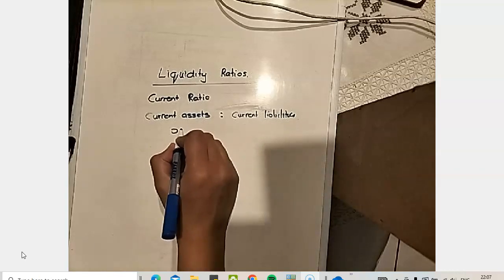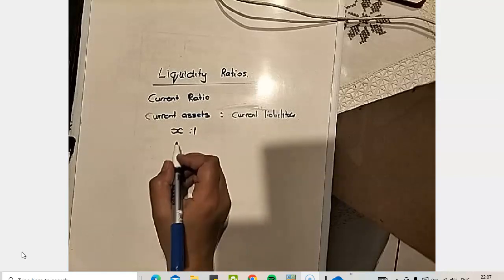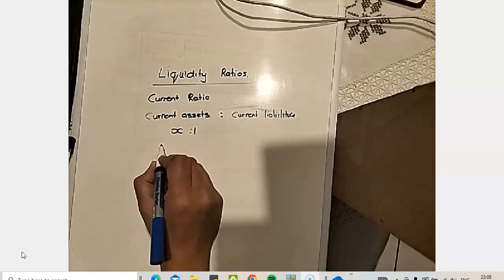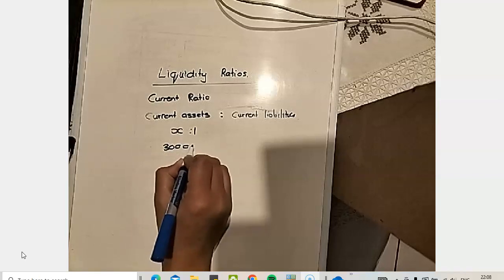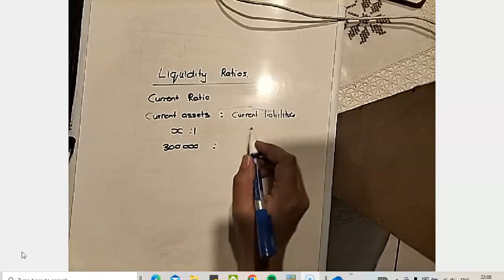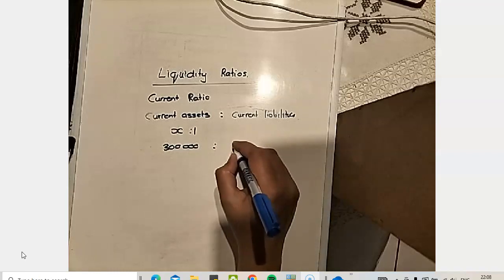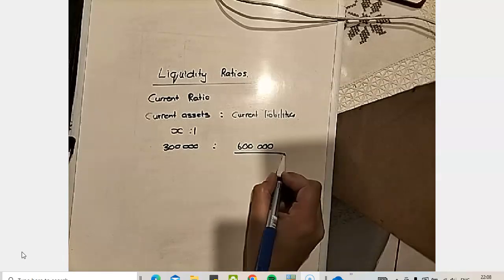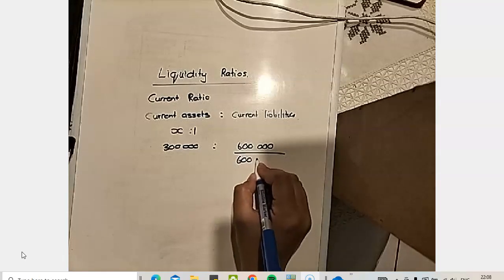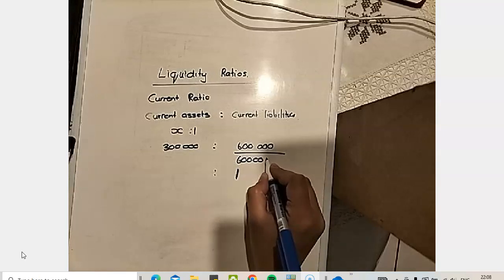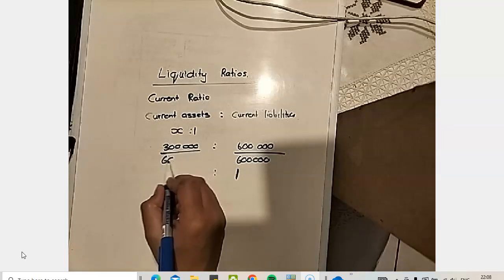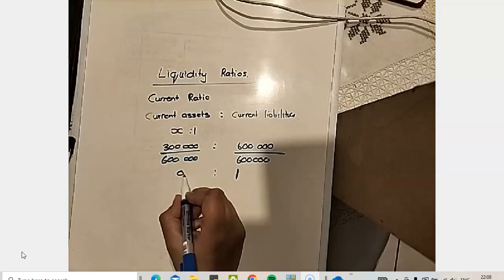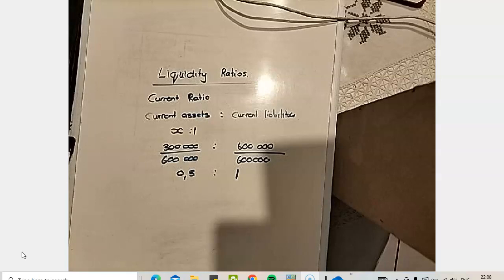Okay, so it needs to be x to 1. So it means, for example, your current assets is 300,000 and your current liabilities is 600,000. You need to divide by your current liabilities of 600,000 to get 1, and then you have to divide 300,000 by 600,000 on the other side to get 0.5. Then you know that you can't cover your liabilities with the amount of current assets that you have.